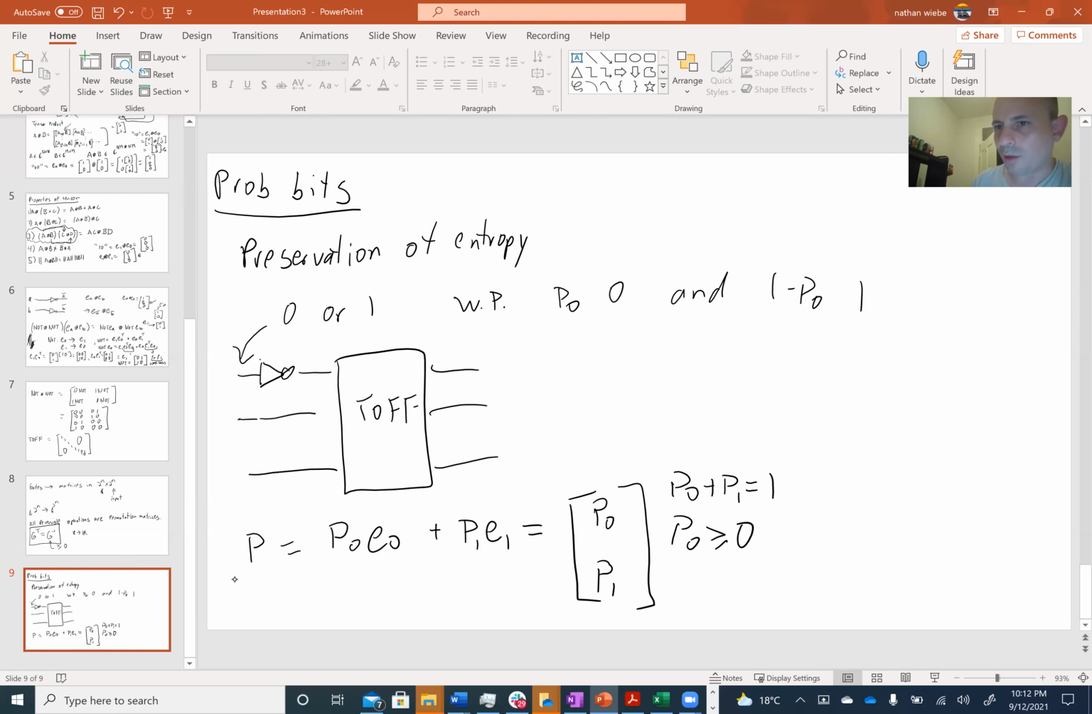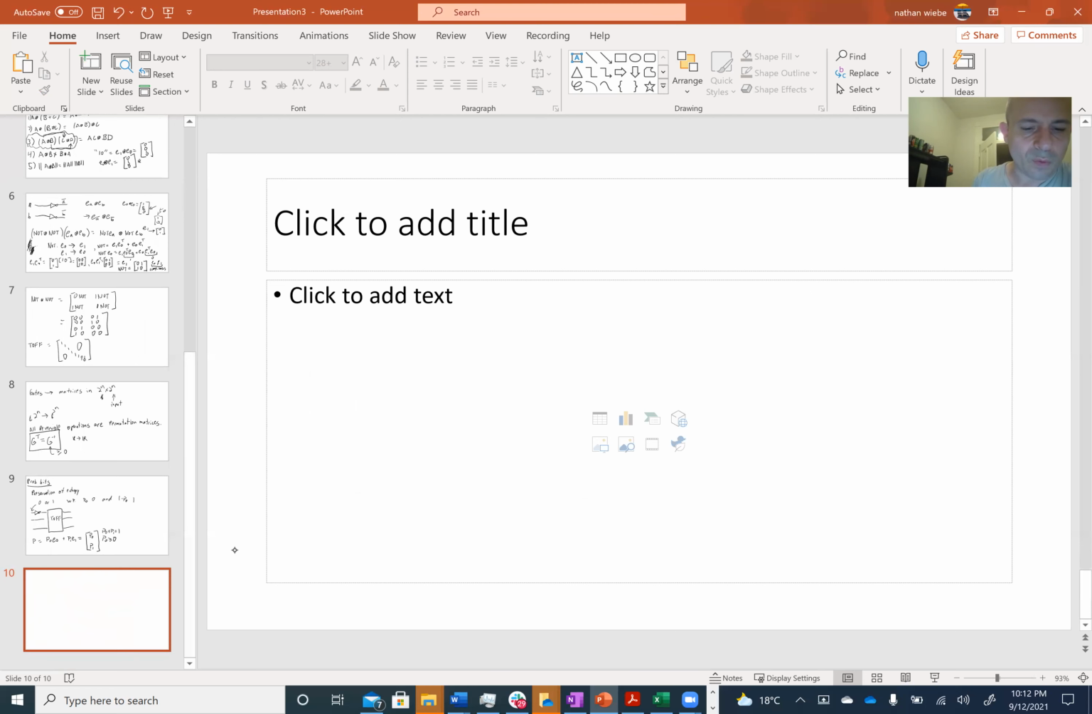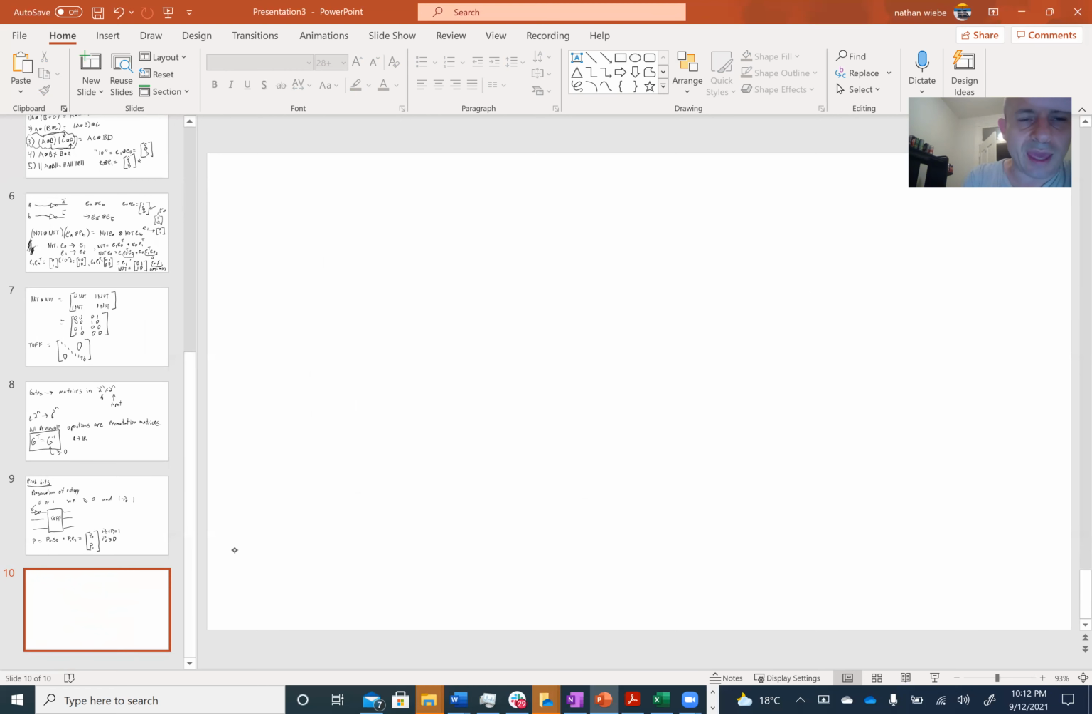The question is, well, how do we end up defining our operations on these mixtures? So the way that we define these is as follows. The way all our gates, so let G be a reversible gate.